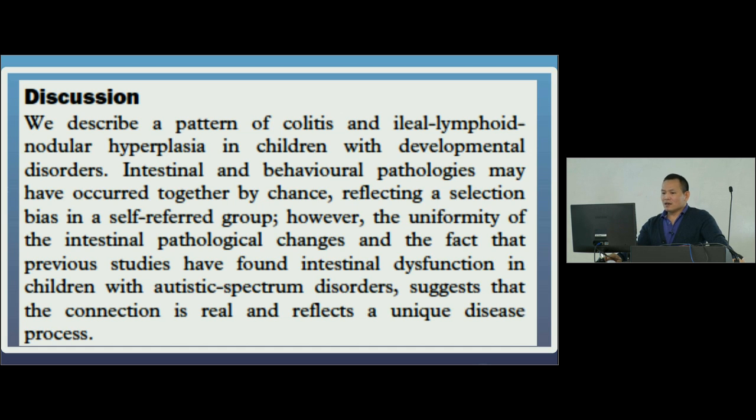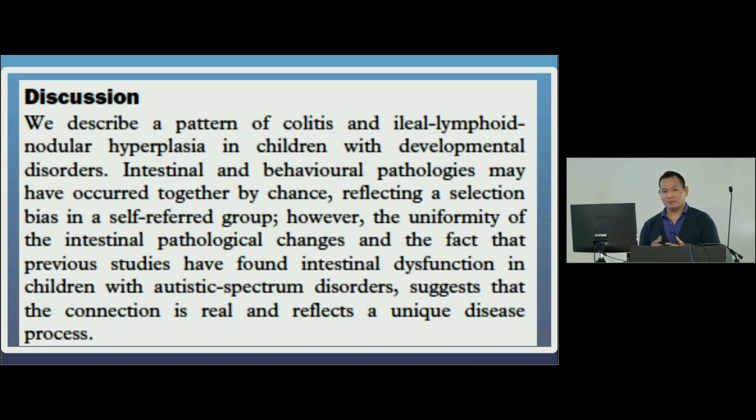However, the uniformity of the intestinal pathology changes, and the fact that previous studies have found intestinal dysfunction in children with autistic spectrum disorders, suggests that the connection is real and reflects a unique disease process. Now, he's saying this because in prior studies where they used the same children, okay, they identified the measles vaccine in their stomach, in their biopsies.